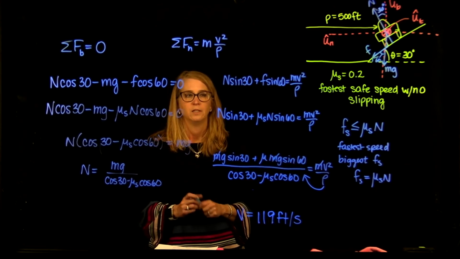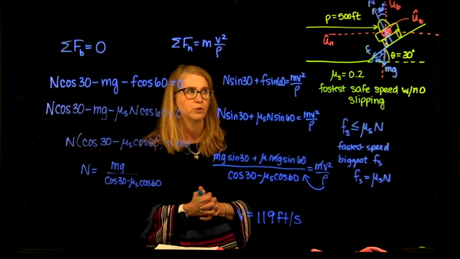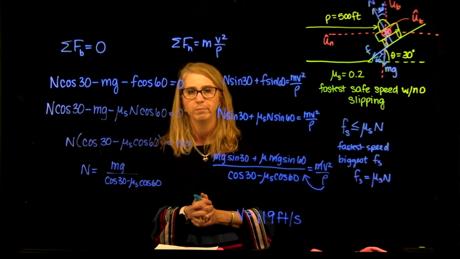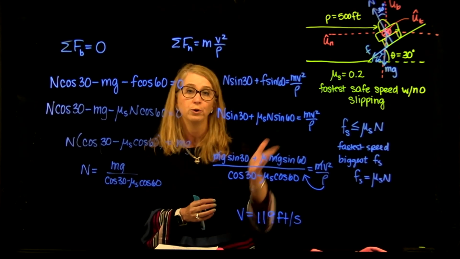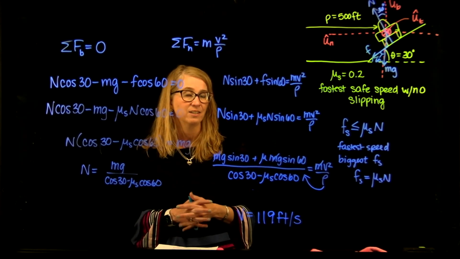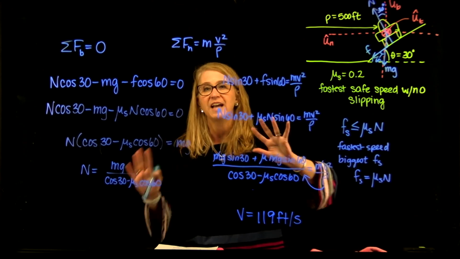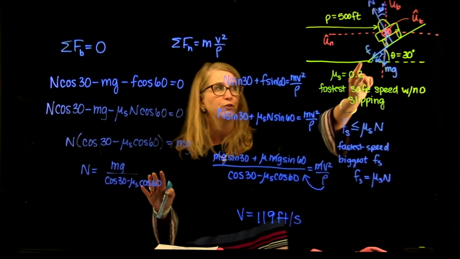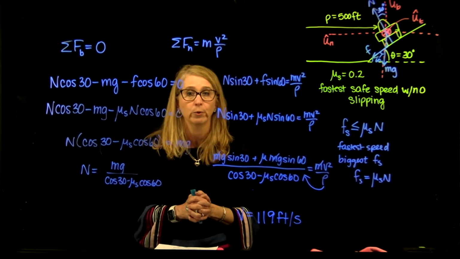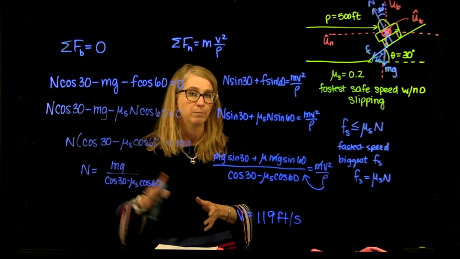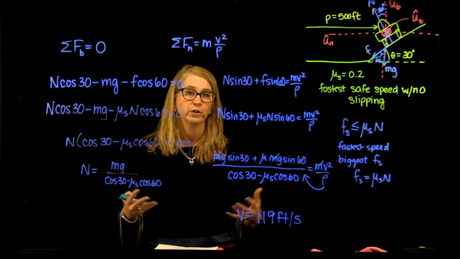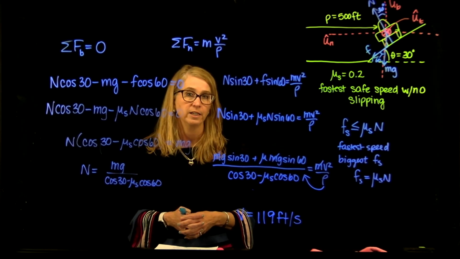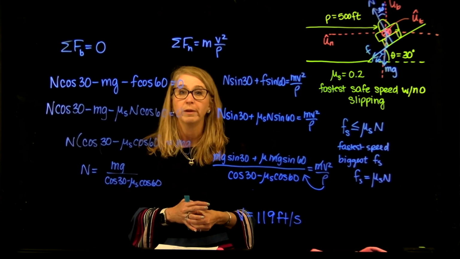So that's the fastest that car can travel and not slide. An interesting problem to do is then to also find a minimum speed, because if you go too slow, you'll tend to slide down the incline. So we would do exactly the same problem, but our frictional force would be pointed the other way, which is going to have an impact on all of our equations, and is going to give you a different value for velocity. And so if you're bored, maybe you should try that.